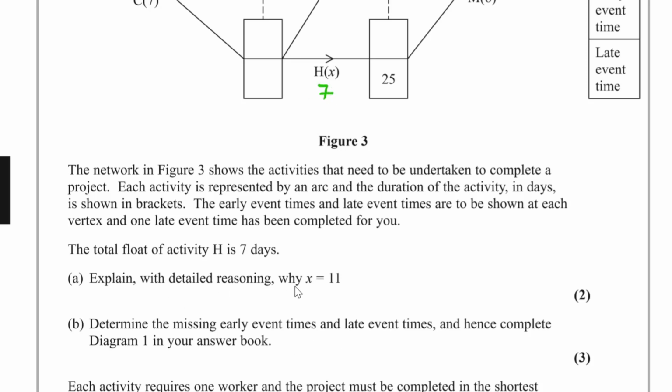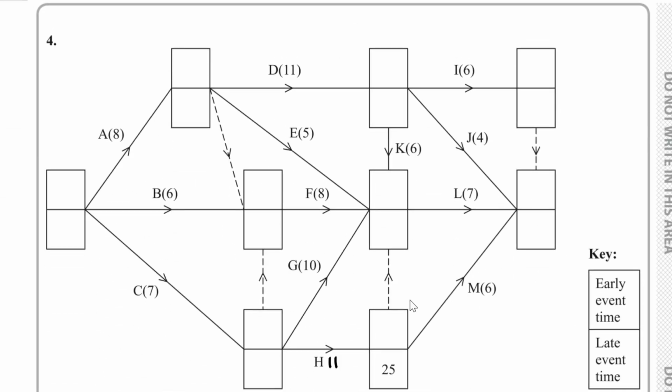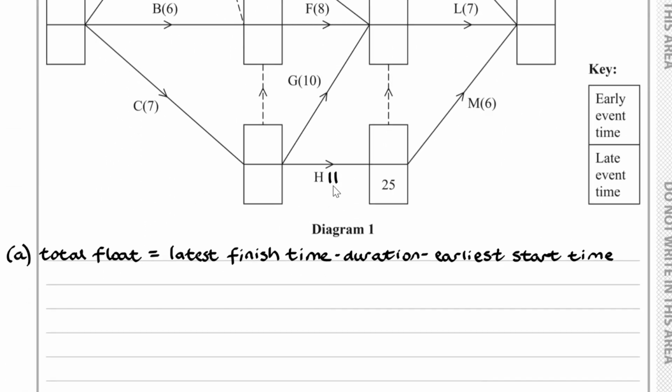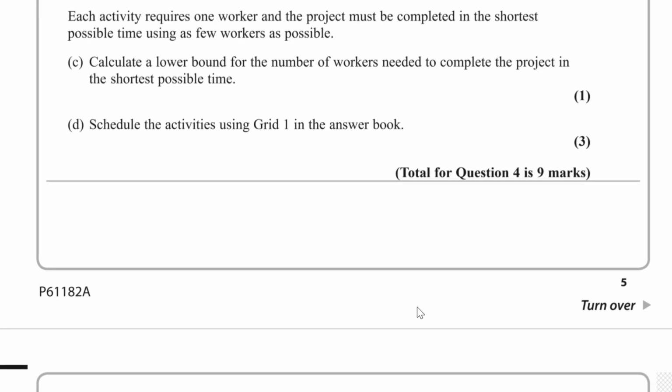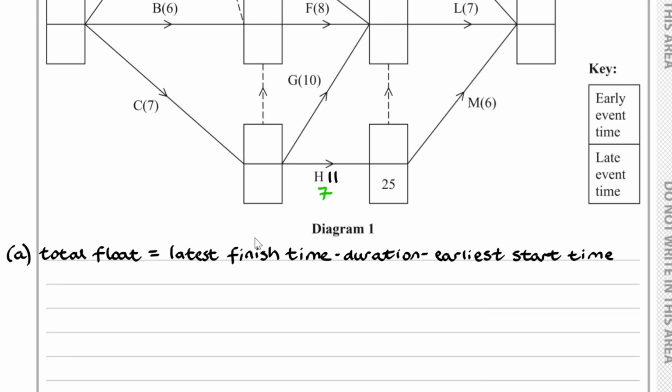And for part A, we have to explain with detailed reasoning why x is equal to 11. Well, first of all, you have to know the definition of total float. So we've got a copy of the diagram over here. X is 11. We might use this in a later part of the question, but the definition of total float is given as the latest finish time, which is the bottom box, minus the duration, which is shown next to the activity, minus the earliest start time, which is shown on the top box. Now, we were told in the question that activity H has a total float of 7 days. So we have 7 over here.